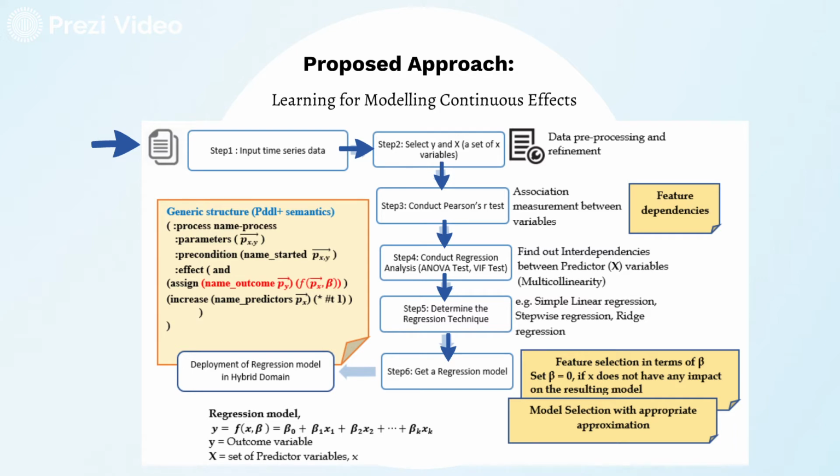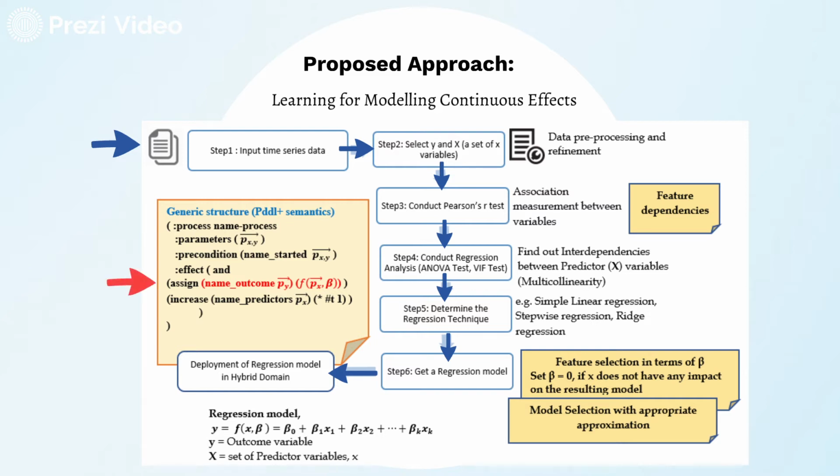After applying the corresponding regression technique, we will get a regression model with appropriate approximation. In that way, we can select effective features and eliminate unnecessary features from the model in terms of beta values. For instance, if any x does not have impact on the resulting model, then we will set the corresponding beta value to 0. The final step is the deployment of the resulting model in the hybrid domain.